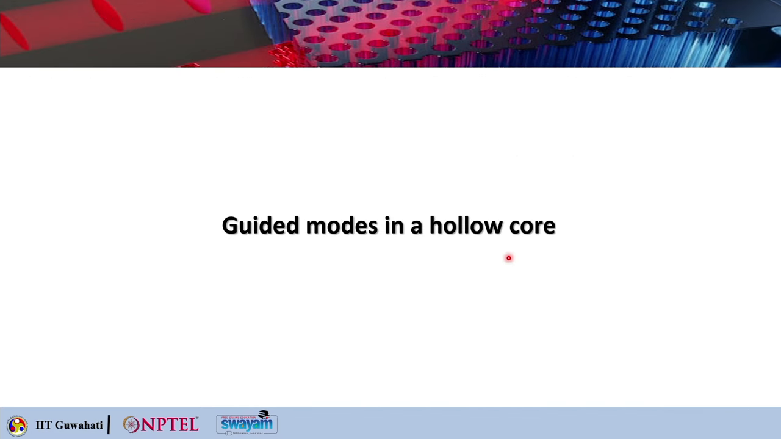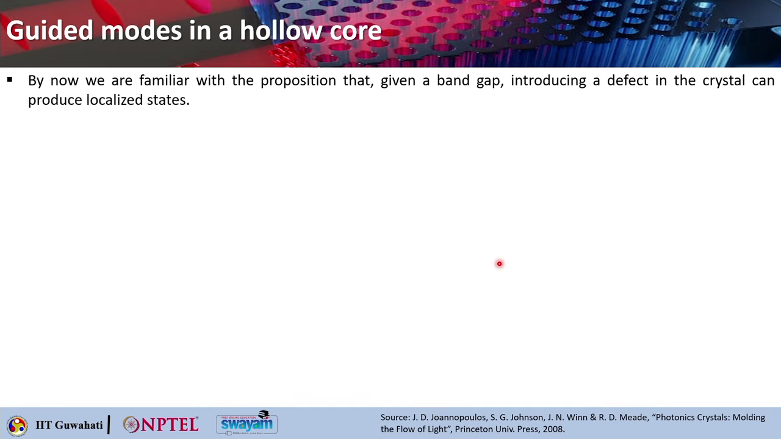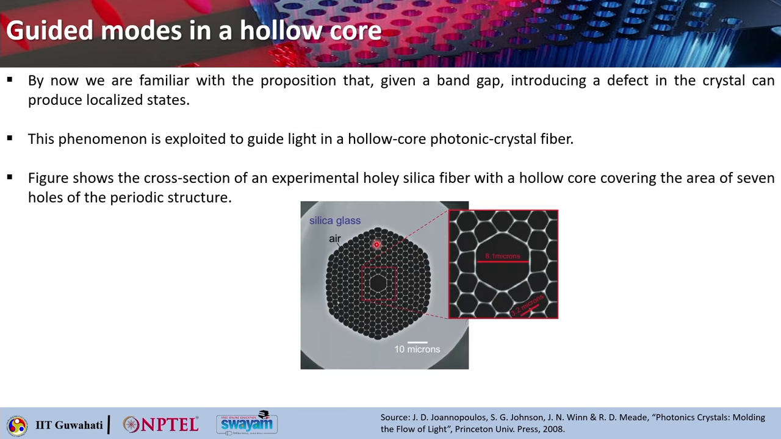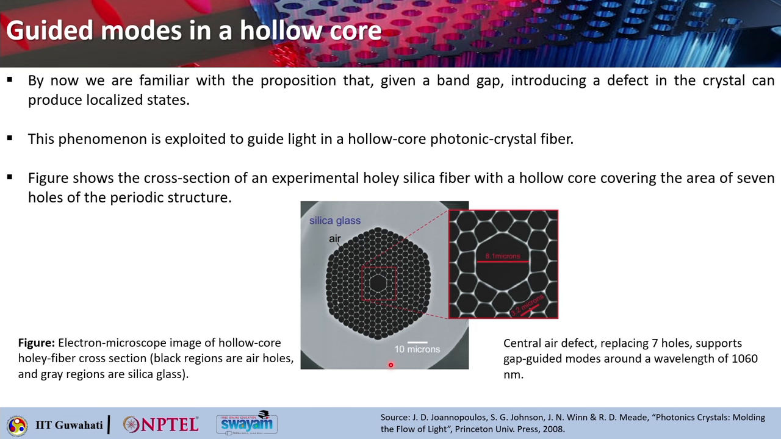We will now see how the guided modes look in a Holey core. By now we are familiar with the fact that, given a band gap, if you are able to introduce a defect in the crystal, you can produce localized states. This phenomenon is exploited to guide light inside a Holey core photonic crystal fiber. This figure shows the cross section of an experimental Holey silica fiber. You can see a whole array in the cladding, and at the center, seven holes are merged to form a large gap. This is how this fiber has been made experimentally.